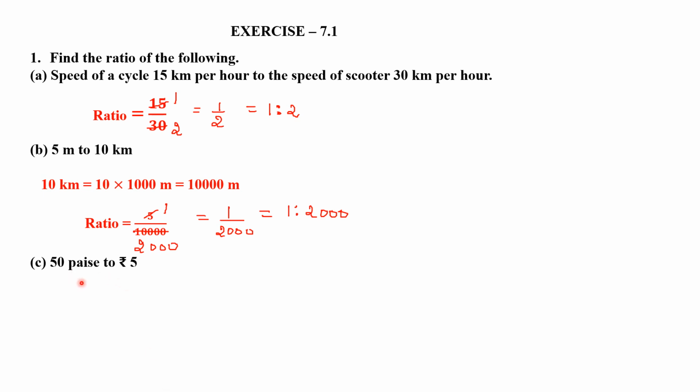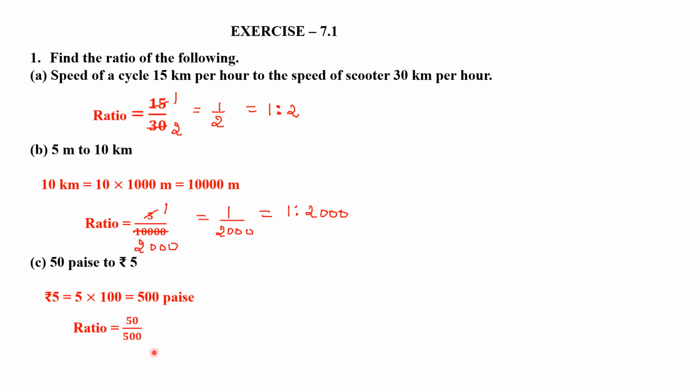Now the third part, 50 paise to 5 rupees. Now you have to find the ratio of 50 paise to 5 rupees. Here also, one of the units is in paise, one of the units is in rupees. So I'm going to convert 5 rupees into paise. We know that 1 rupee is 100 paise. So 5 rupees will be 5 into 100, which will give me 500 paise.